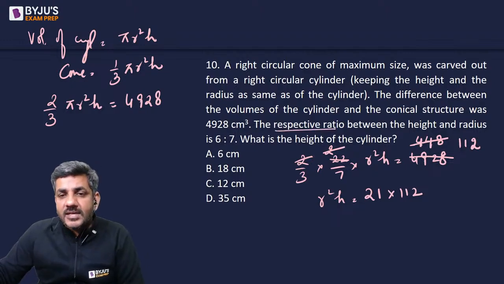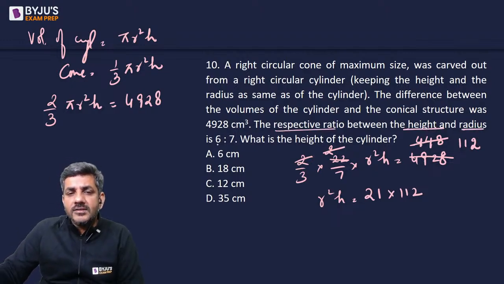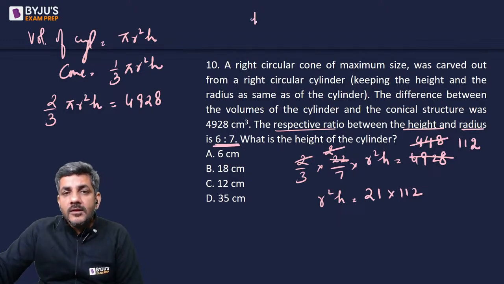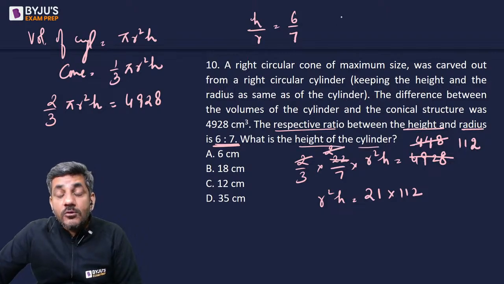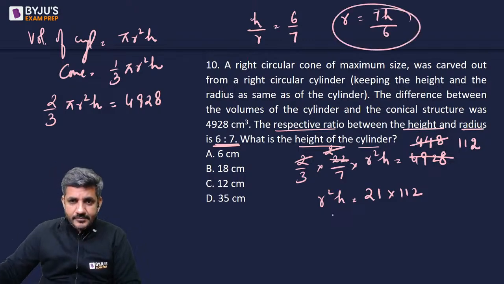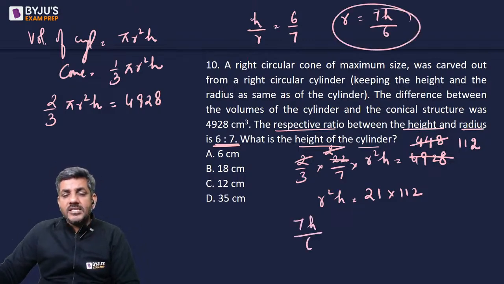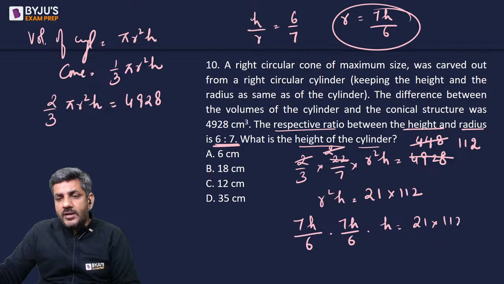Question now says the respective ratio between height and radius is 6 is to 7. So height divided by radius is 6 by 7. And question says what is the height? Height बताइए. So let's calculate the value of r in terms of h. It is r equals 7h by 6. तो r की जगह मैं 7h by 6 लिख देता हूं. So r square is 7h by 6 into 7h by 6 into h is 21 into 112.